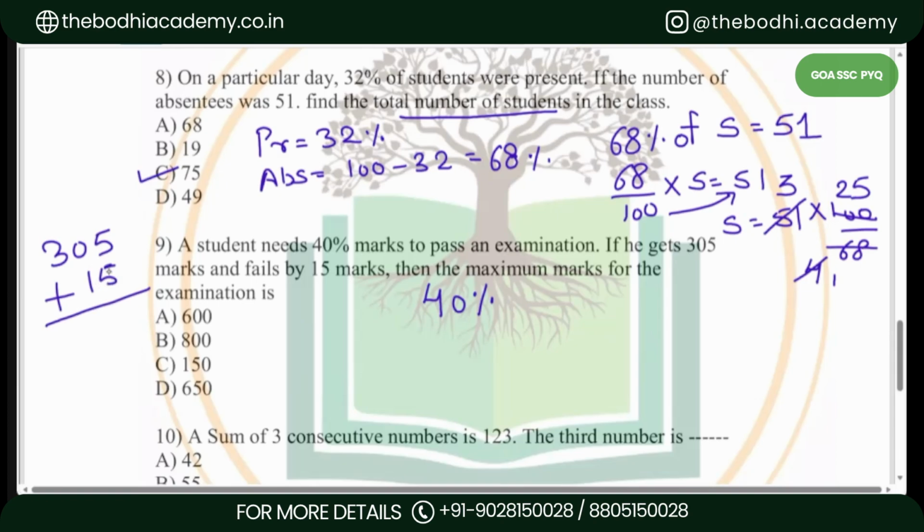So now add 305 and 15. 5 and 5 is 10, carry 1, 1 and 1 is 2. So how much is it? 320. It means 320 was the passing marks.